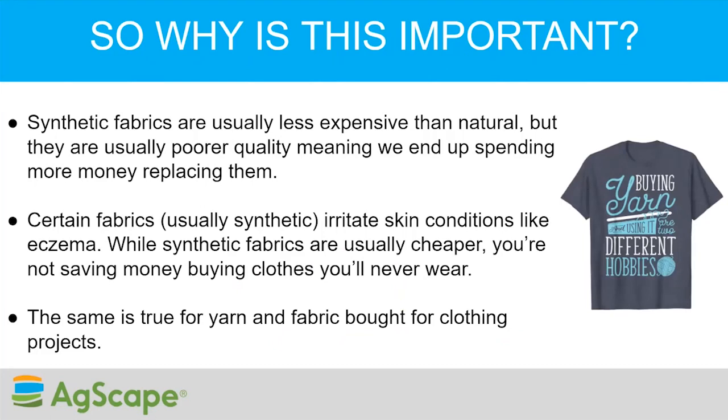Again, why is it important? Well, when we're shopping for clothes, especially younger people, our students who might be on a specific budget or interested in certain types of looks, synthetic fabrics are usually less expensive than natural, but they're also usually poorer quality, meaning we end up spending more money replacing them. So again, buying that $5 t-shirt that is so see-through you have to buy something else to wear underneath it, or you're not really going to wear it because the fabric's poor quality. Constantly replacing it might just end up being more money in the long run.